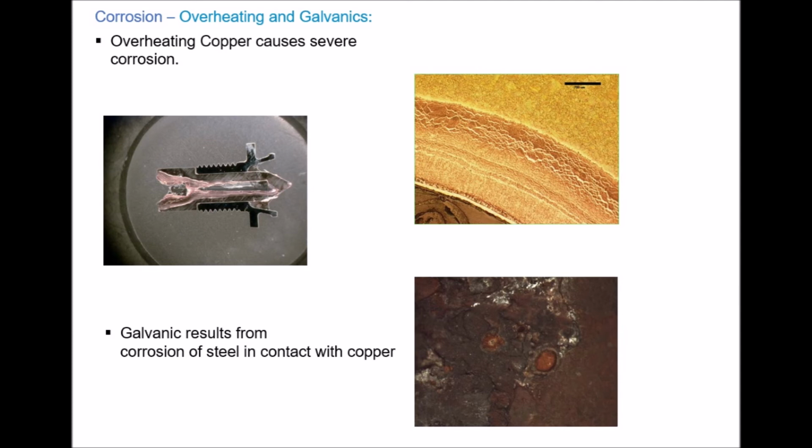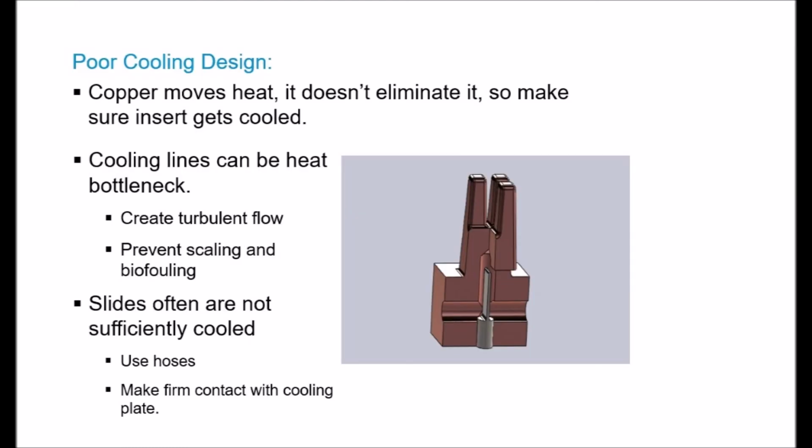Overheating copper causes severe corrosion. Galvanic corrosion results from steel in contact with copper. Poor cooling design. Copper moves heat, it doesn't eliminate it, so make sure the insert gets cooled. Cooling lines can be a heat bottleneck. Create turbulent flow. Prevent scaling and biofouling. Slides often are not sufficiently cooled.